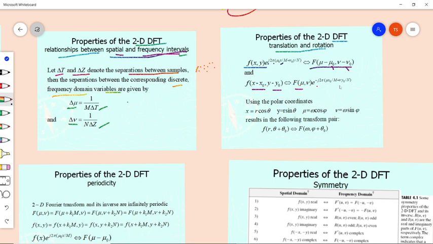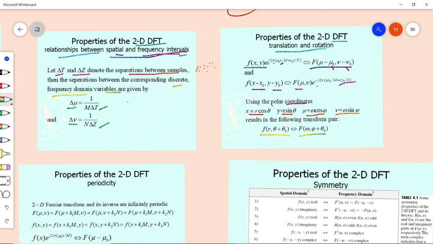So using polar coordinates, x is equal to r cos theta, y is equal to r sin theta, mu is equal to w cos phi, and v is equal to w sin phi. This results in the following transform pair: f of r comma theta plus theta naught is equivalent to F of w comma phi plus theta naught. This is the translation and rotation property.